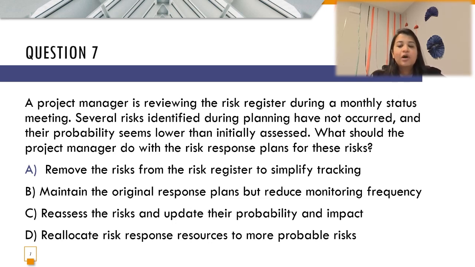Moving on, option C seems like a good choice, which is to reassess the risk and update their probability and impact, which is going to help us come to the next option, which is to reallocate risk response resources to more probable risks. That could be a next course of action, but definitely reassessment is going to come first. So the correct option choice over here is going to be option C, which is to reassess the risk and update the probability and impact.